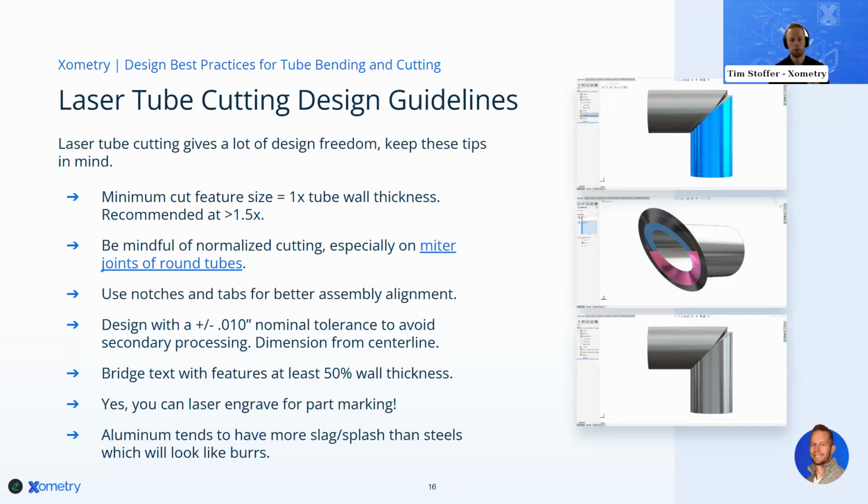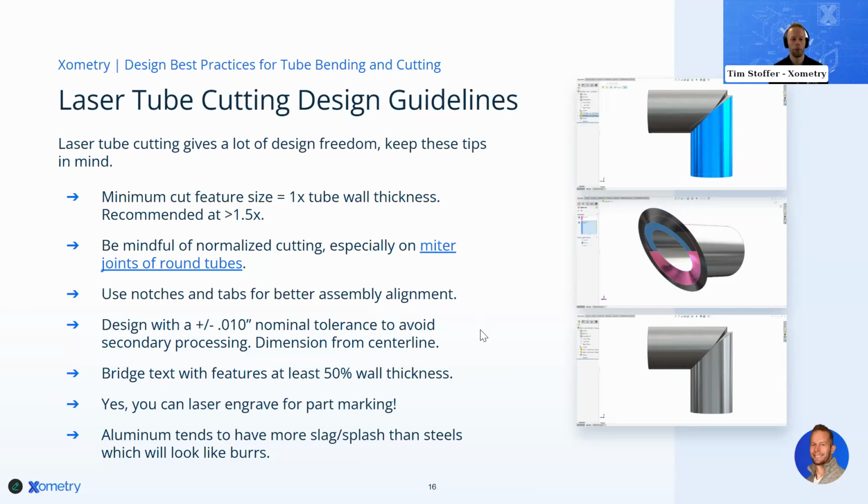First thing to keep in mind though is your minimum feature size. We recommend that you keep that at least 1 times the thickness of the wall of the tube. That's the minimum. We like to shoot towards more of that 1.5, or even if you can, higher. That just allows the machine to work better, and you have a higher opportunity to have a good part. However, when you get into thicker tubes with thicker walls, you want to lean more towards that 1.5 as your minimum and go up from there.